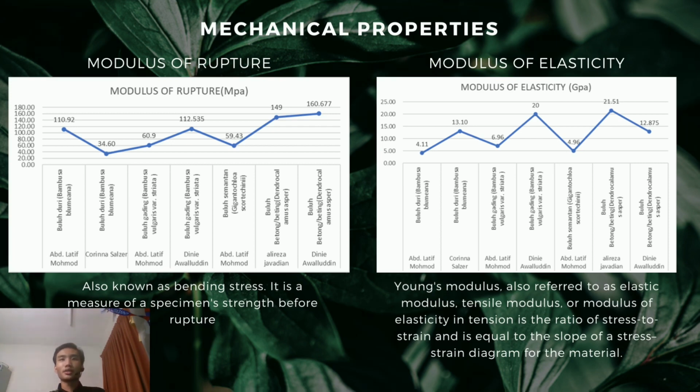So for the next part is the Young modulus or modulus of elasticity, which is the relationship between stress and strain. The two types of bamboo with the highest value are Bambusa vulgaris and Dendrocalamus asper with the values of 20 gigapascal and 21.51 gigapascal respectively. So that is all from this part.